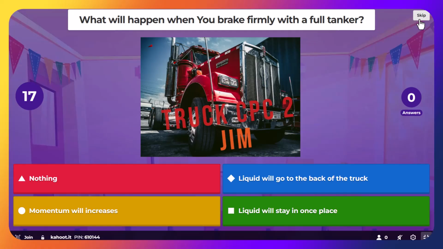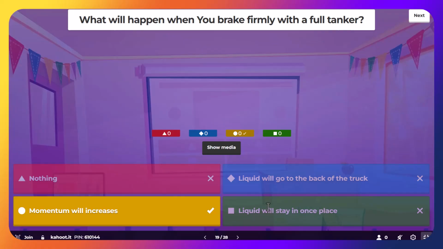What will happen when you brake firmly with a full tank? Nothing. Of course something happens. You've got a full tank. Liquid will go to the back. If you hit the brakes, does the liquid go backwards or forwards? It all surges forwards towards the cab, doesn't it? So that's wrong. Momentum will increase, certainly. Liquid will stay in one place. No, it will go forward. So you can just eliminate those three. You don't need to know the correct answer. You just know that's wrong, and that's wrong. So whatever's left must be correct.